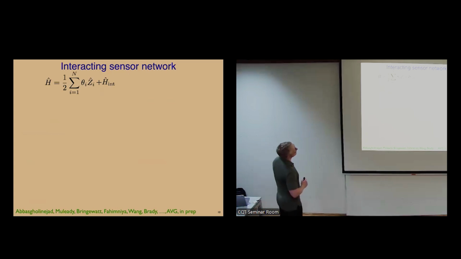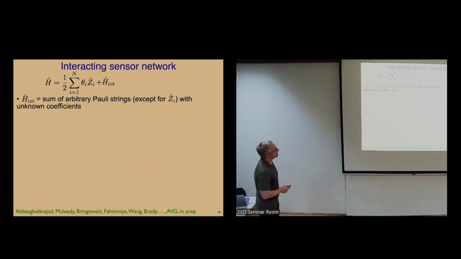So suppose now you have the following scenario. You have this quantum sensor network that I introduced earlier, and you have another term. I assume that this H_int is a sum of arbitrary Pauli strings, except for these Z1 through Zn, with unknown coefficients. So this Hamiltonian is basically completely arbitrary, except that I know that the things that multiply Z1 through Zn are those theta 1 through theta n that I'm trying to measure. And here there's basically everything else. Everything else is allowed.